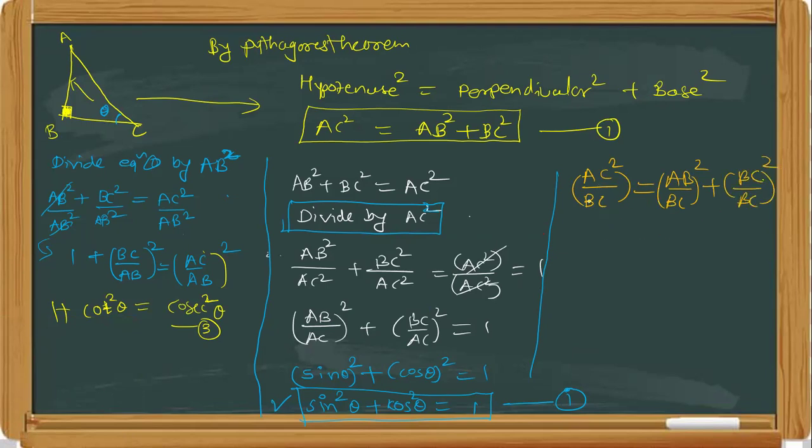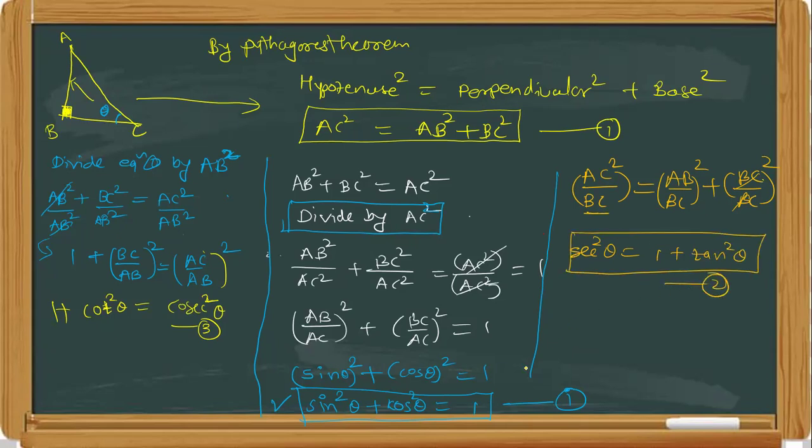Then it will be AC upon BC. What is this ratio? AC upon BC is 1 upon cos theta, sec theta, so its square is sec square theta. BC upon BC is 1. AB upon BC is tan theta, very good, so tan square theta. So this is the second identity that you got.